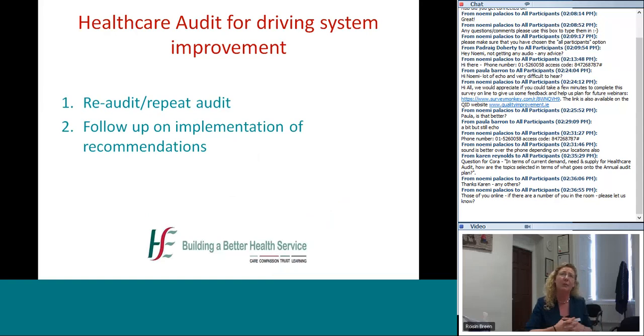Other ways we can help with driving safety improvement is we re-audit and repeat audit. And the other thing is around follow-up of implementation of recommendations. Now, when I came into post in April last year, there had been previous activity around following up implementation of recommendations, but that had fallen back.